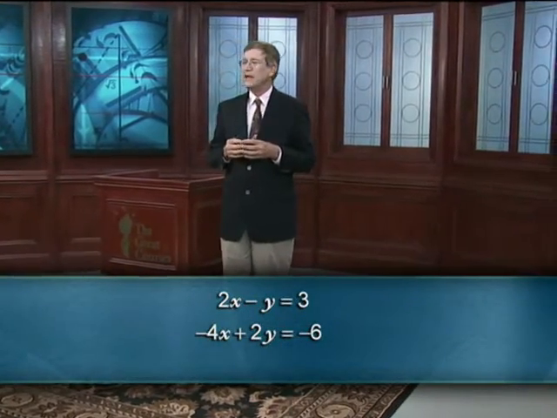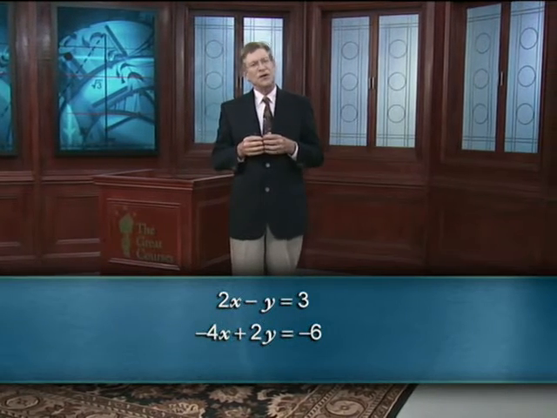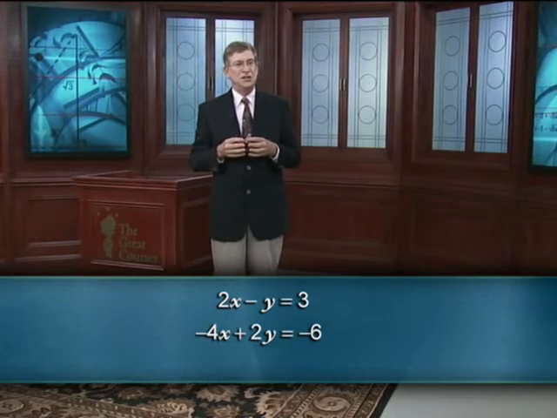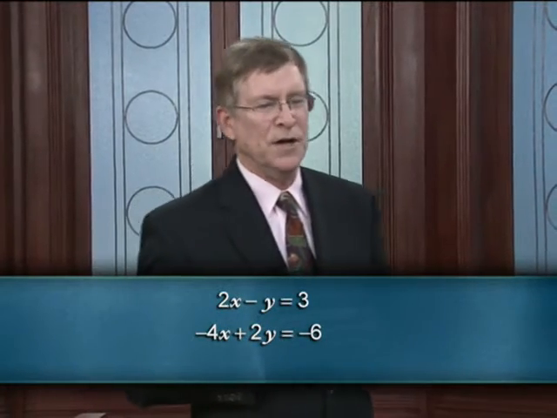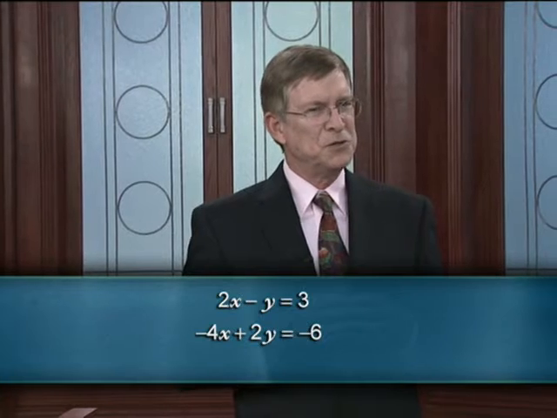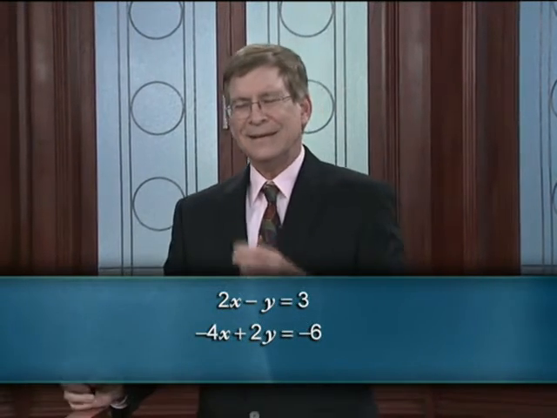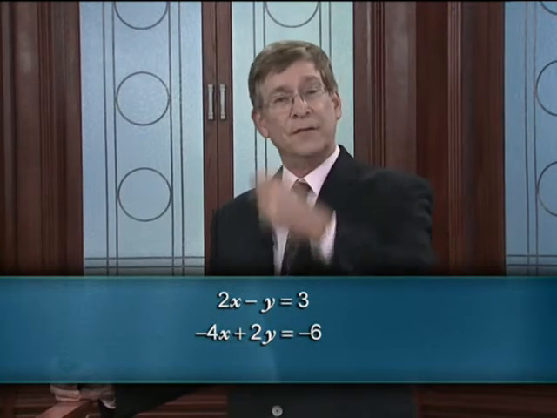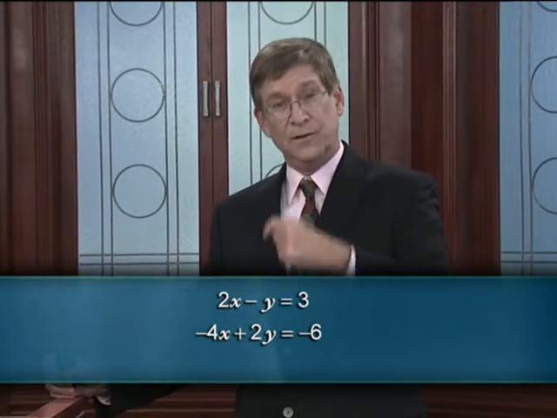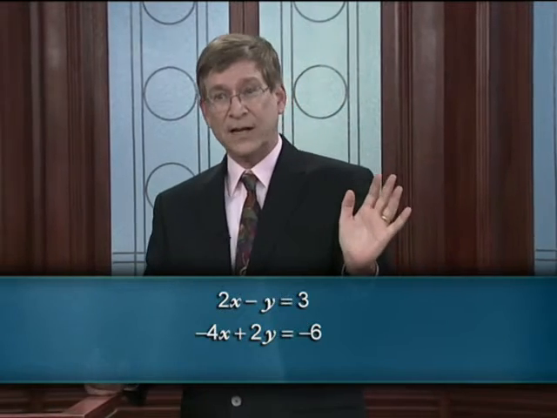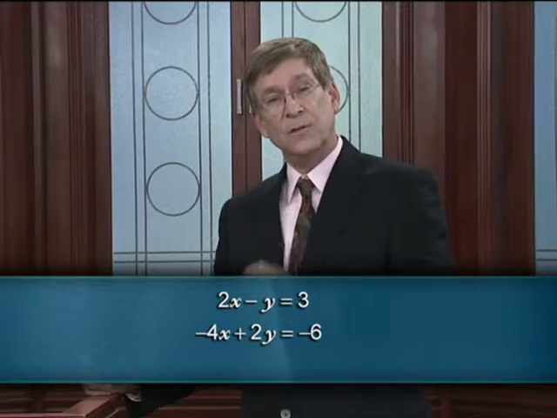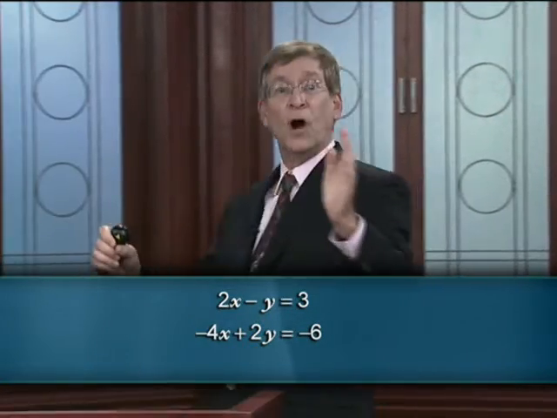Let's go to perhaps the most complicated of these three cases, illustrated in the following example. Our first equation will be 2x minus y equals 3, and our second equation will be minus 4x plus 2y equals minus 6. Two equations, two unknowns. Let's solve them. I want to eliminate the minus 4x in the second equation, so multiply the first equation by 2 and add it to the second equation. There goes the x term. 2 times minus y in the first equation, added to the second equation, eliminates y also.